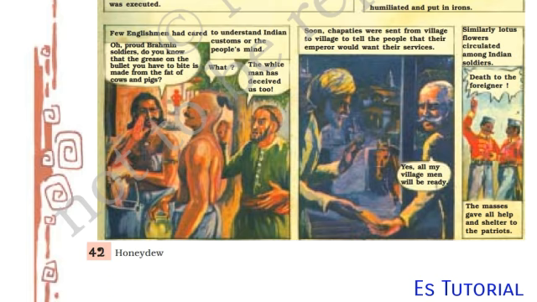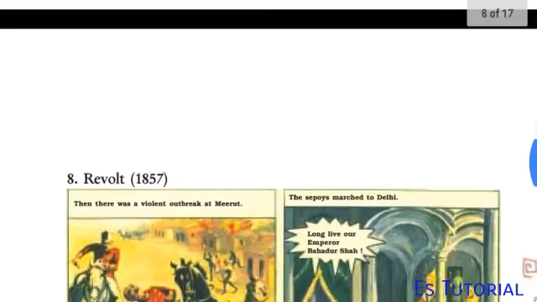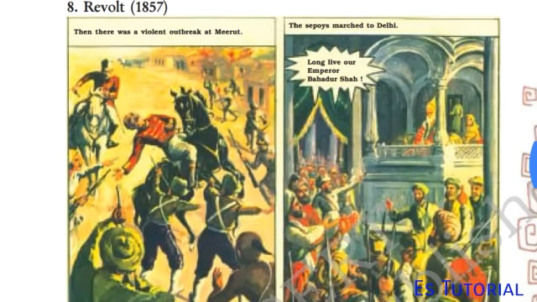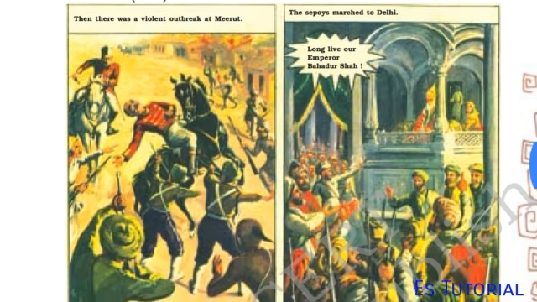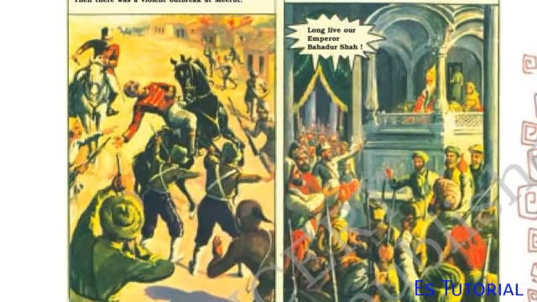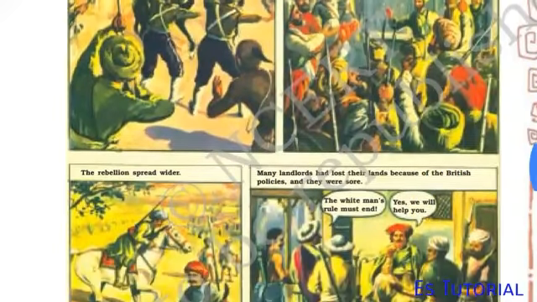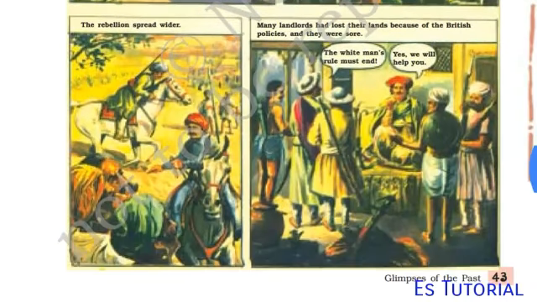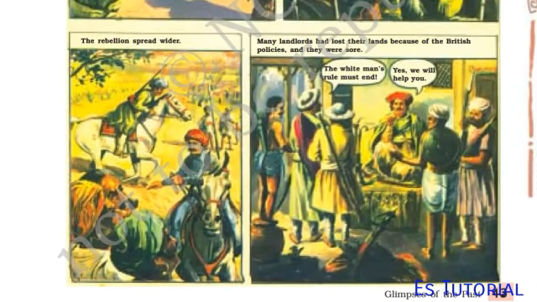Then revolt, 1857. Then there was a violent outbreak at Meerut. The sepoys marched to Delhi. Long live our Emperor Bahadur Shah. The rebellion spread wider. Many landlords had lost their lands because of the British policies and they were sore. The white man's rule must end. Yes, we will help you.